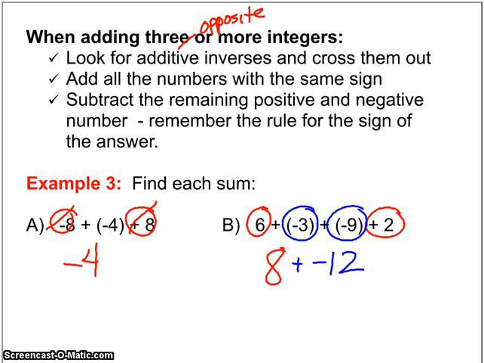Now we are back to a one-step problem here. I have 8 positives and 12 negatives. Do I have more positives or negatives? More negatives, so my answer is negative. And because the signs are different, the 8 is positive and the 12 is negative, I have to subtract the absolute values, and I get 4, or negative 4, as my final answer.